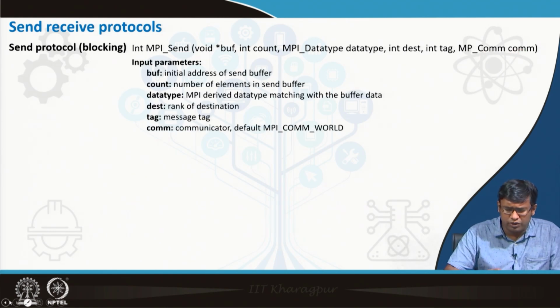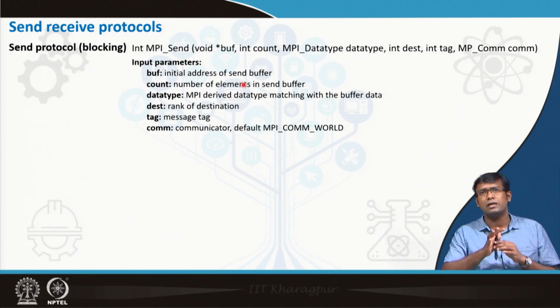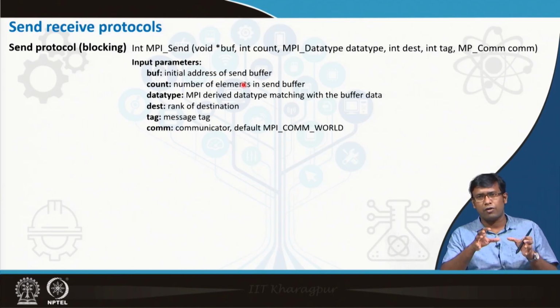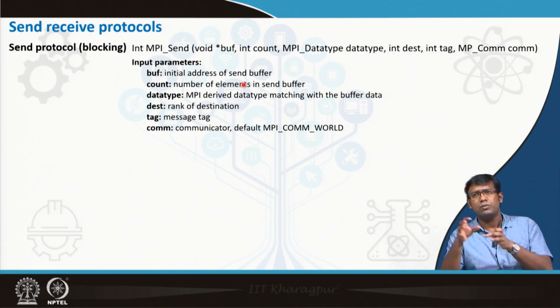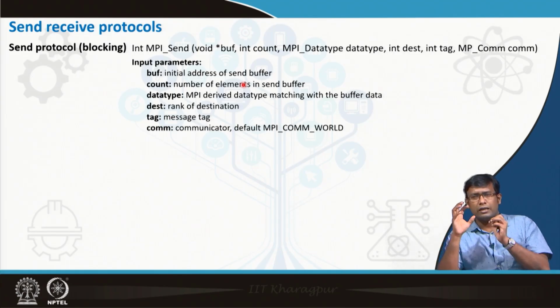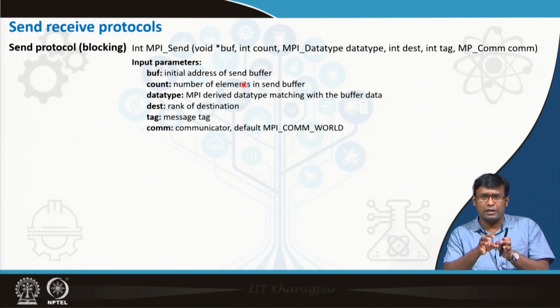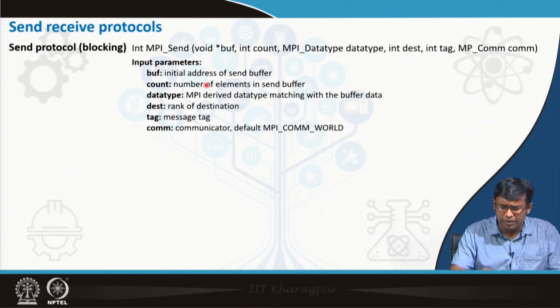So, the input parameters will be the buffer, which is the initial address of the send, the count, the number of elements that will be sent, and the data type, the MPI derived data type matching with the buffer data. Buffer data is the data which has been taken from the address space of the sending processor and is to be sent to the receiving processor. Now, what is the data type of that buffer data? The data in the buffer which will be sent through MPI should have a matching data type. If it is integer, the MPI data type will be MPI integer. If it is float, the MPI data type will be MPI float. If it is double precision data, it will be MPI double precision, and so on.